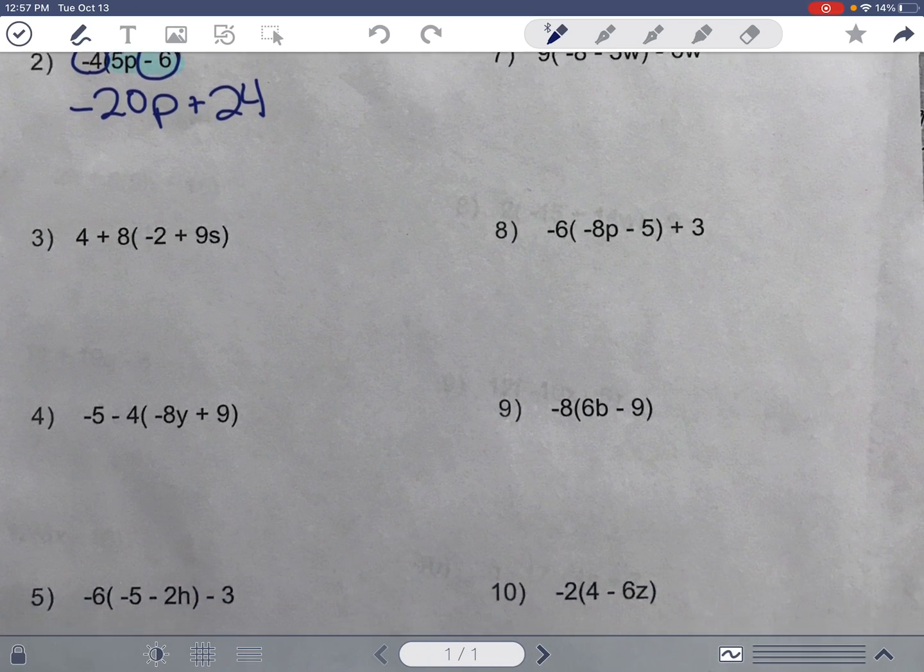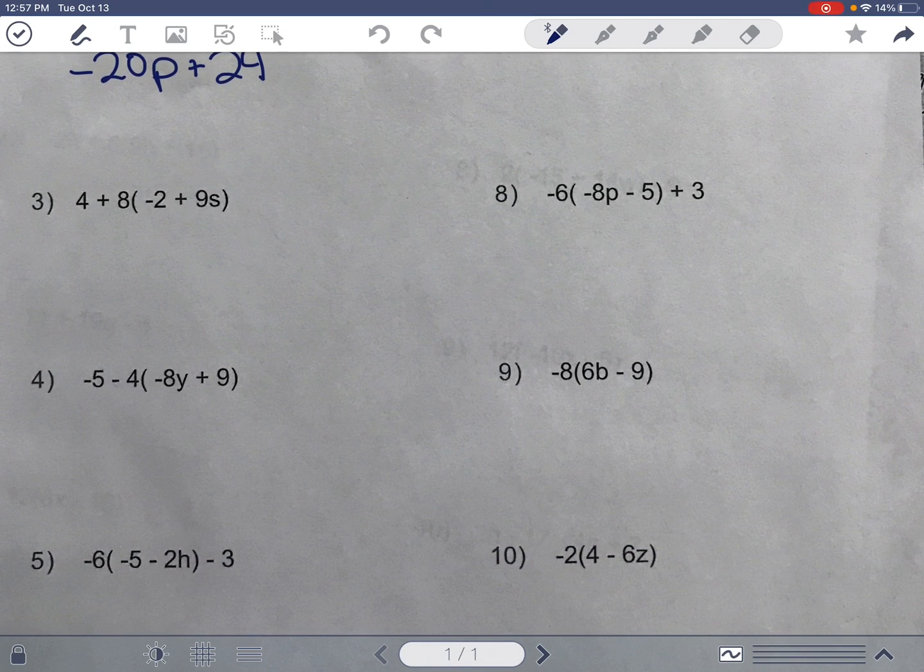The next one I'm going to show you is number 3. I'm going to distribute this 8 to everything inside parentheses. So the positive 8 is going to get multiplied to negative 2, negative 16. Positive 8 times positive 9 is positive 72, and the s comes with it. Now this 4 just drops down as the lead-off term.